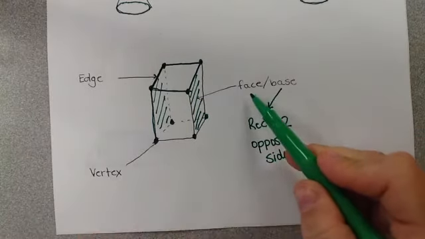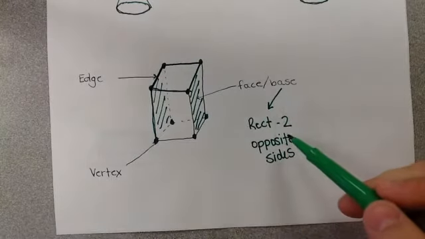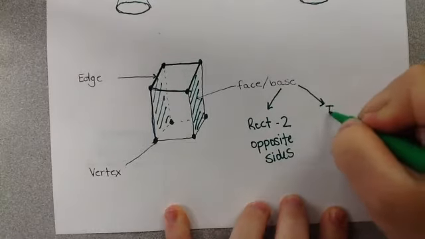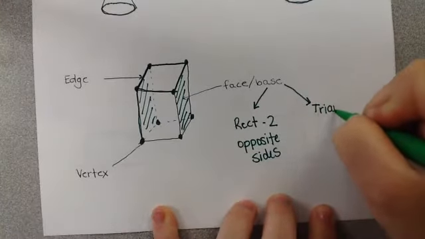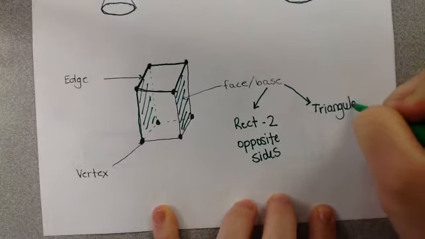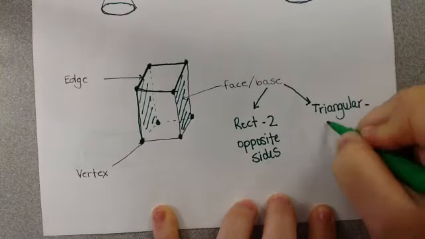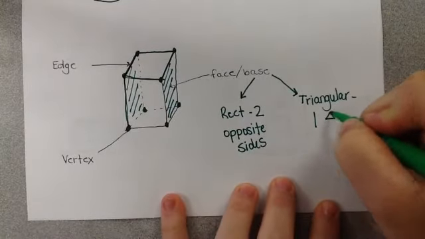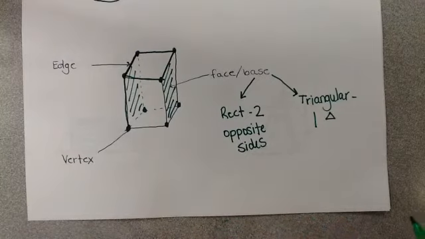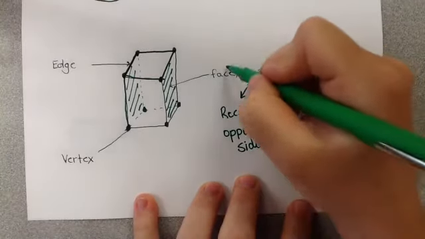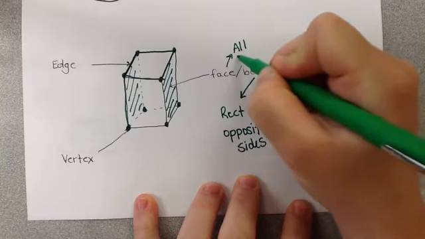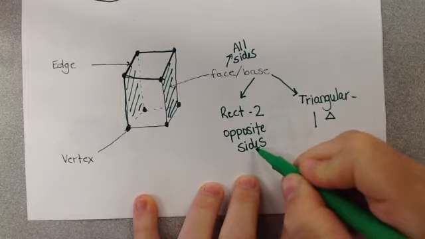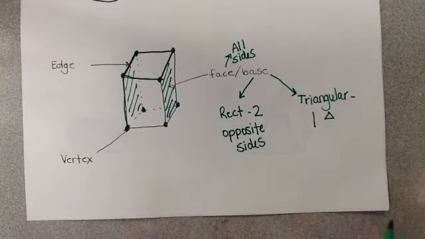Now the faces are all of them. The base I only need 2, and they have to be opposite. Triangular, on the other hand, only needs 1. Just pick one of the triangles of the figure to be the base. So the face is all of them, all sides. The base then are 2 opposite sides for rectangular or 1 triangular side.